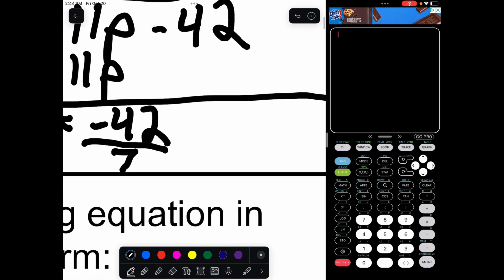Now, I have 1p, right? 7 divided by 7 is 1. If I want to write that 1 in there, I could, but I'm not going to. And then negative 42 divided by 7 is negative 6. If you're unsure when it comes to division or any of these mathematical steps, please use your calculator.